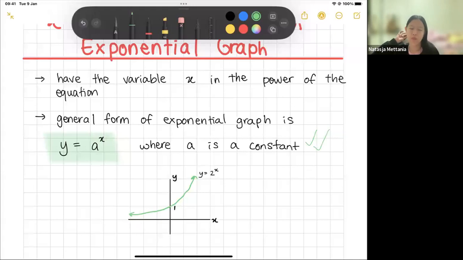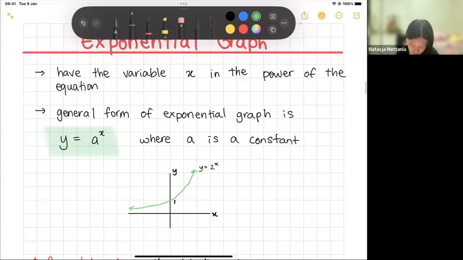Again, my x is my power, where a is a constant, meaning any other number, it can be 2, -2, whatsoever. An exponential graph basically looks like the following. It goes up, but it never reaches 0, and it just keeps going up. It just goes exponentially.